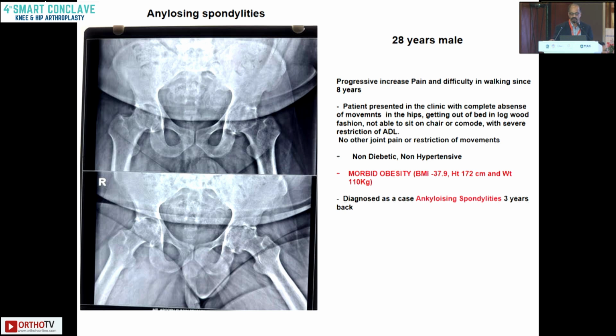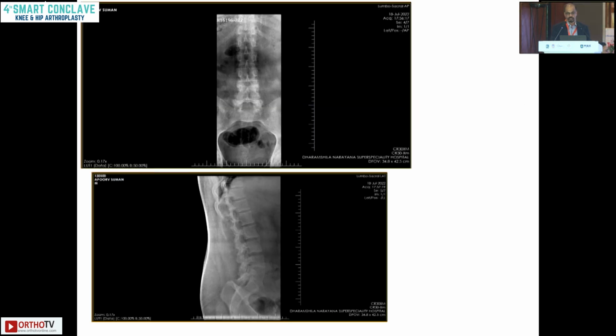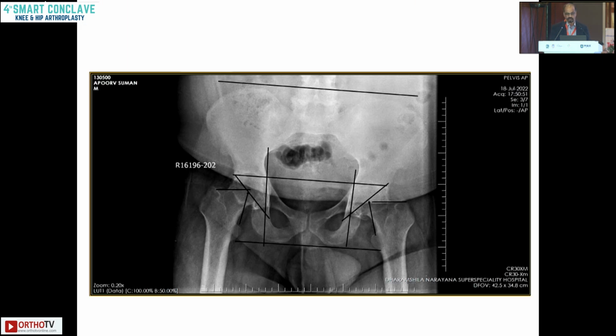The catch here is morbid obesity, BMI 37.9, 172 centimeters, weight 110 kilos. And he is a known case of ankylosing spondylitis. On the left side, you see the X-rays, AP and lateral view. There was a loss of movements in the hip, and an abduction deformity of 20 degrees on each side. So it was almost as if he was walking wide with a fixed hip.